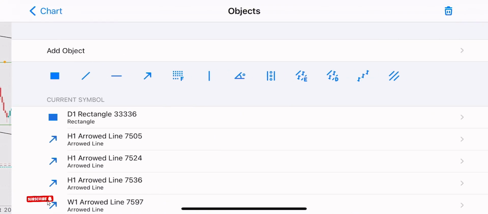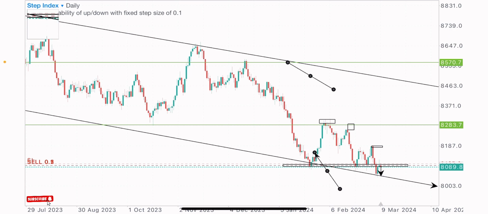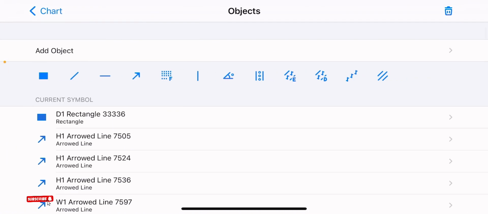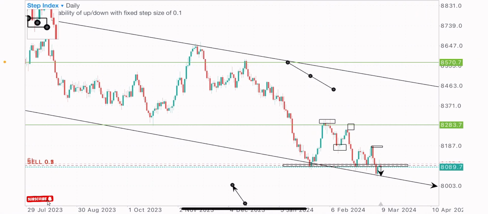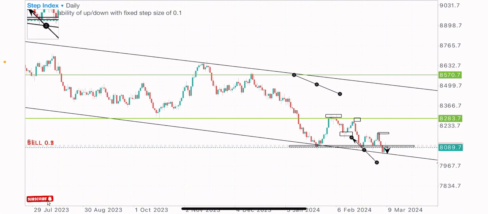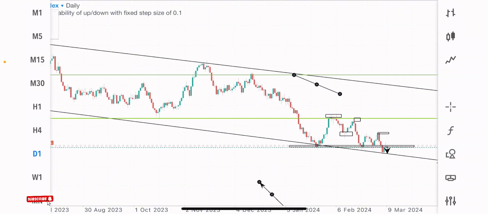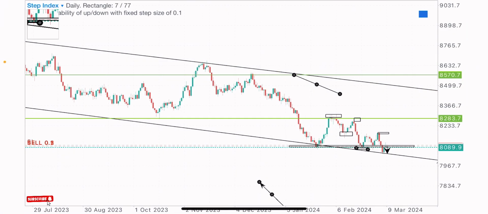Always identify the market structure, the market direction. You would have a higher hand in predicting the market direction. You'd be at an advantage, right? So we got a low here, a low here, right? And that low at this point, a lower low.